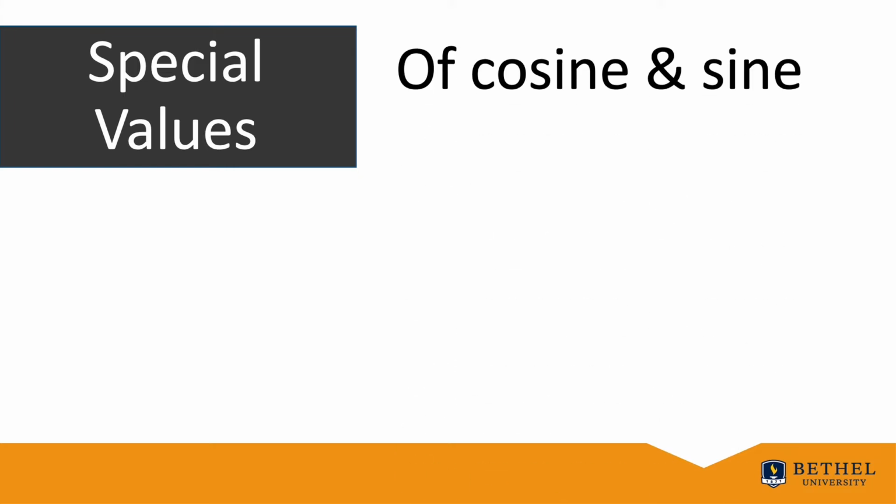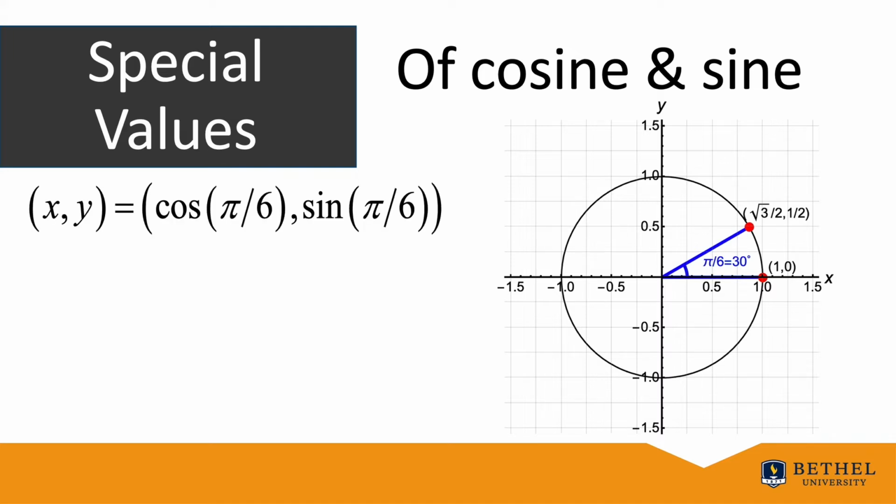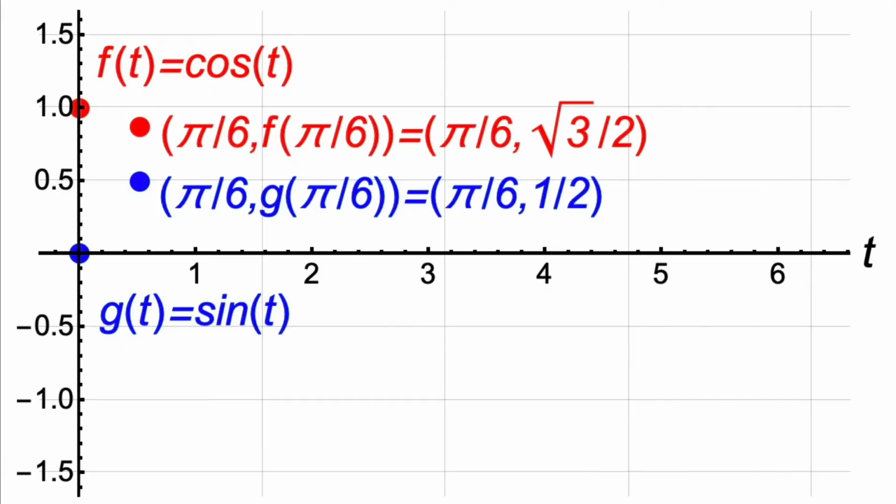The next special values of cosine and sine to consider is when the angle is pi/6 radians, which is 30 degrees. Here's the picture, and it turns out the coordinates are what you see there, square root of 3/2, 1/2. This means cosine of pi/6, sine of pi/6, assuming the input is in radians, is that point. Cosine of pi/6 is square root of 3/2, and sine of pi/6 is 1/2. Here are the corresponding points to graph. Notice that pi/6 is about 0.52, square root of 3/2 is about 0.87, and of course 1/2 equals 0.5.